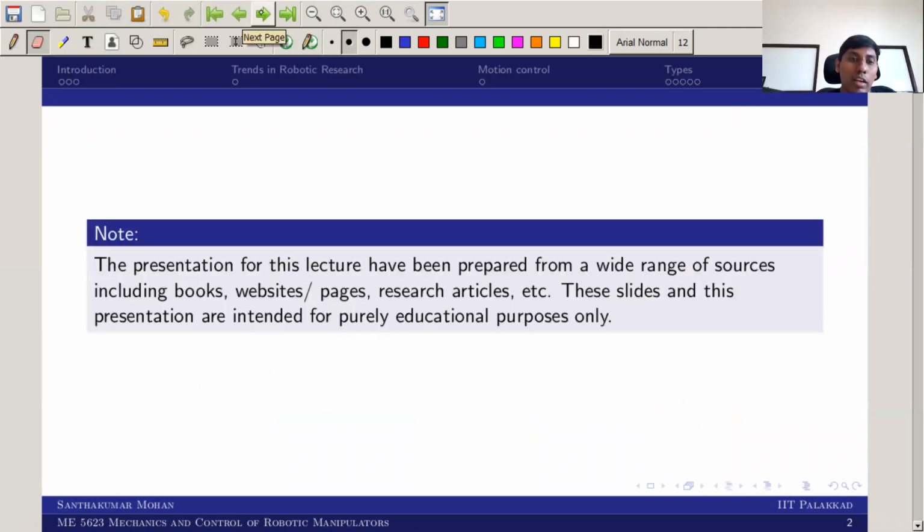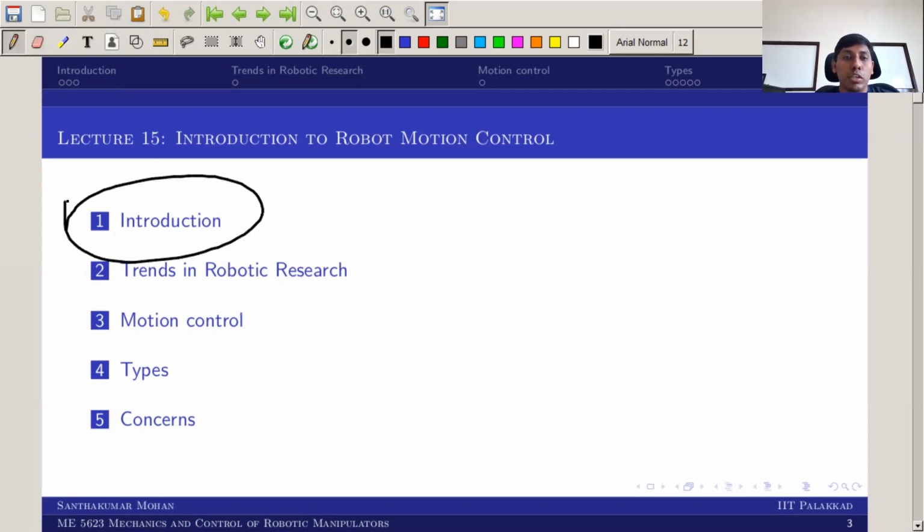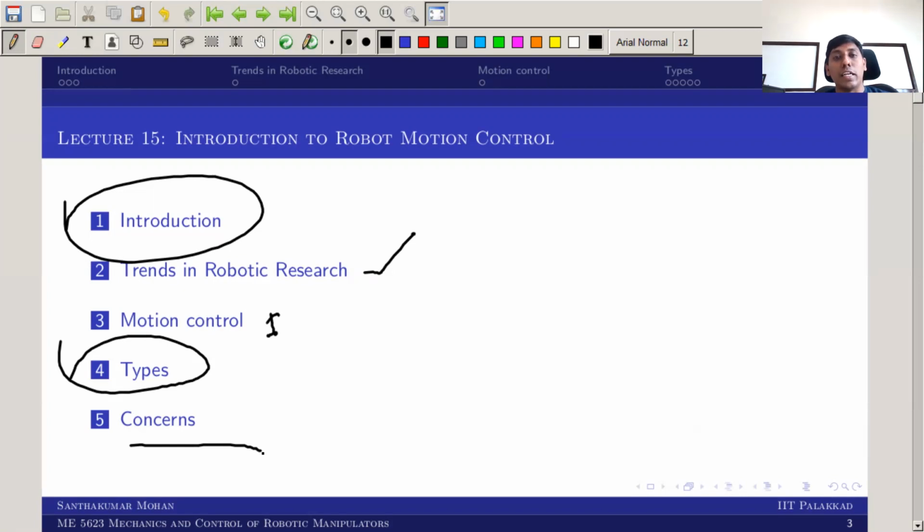In that sense, I usually give the same kind of disclaimer. In this particular lecture, we are trying to give a basic introduction to robot motion control, what the trends are, what the types are, and what the concerns related to that are. So we will start understanding something closer to a real system, which is nothing but the closed loop for a definite task.